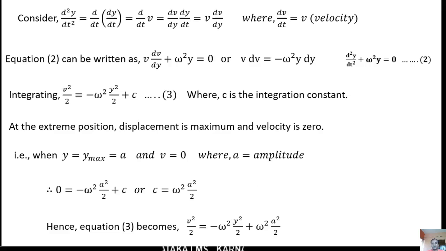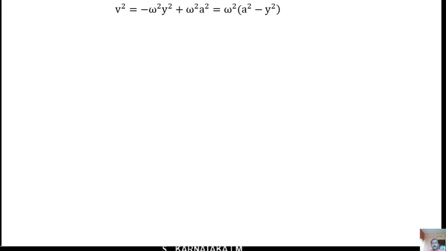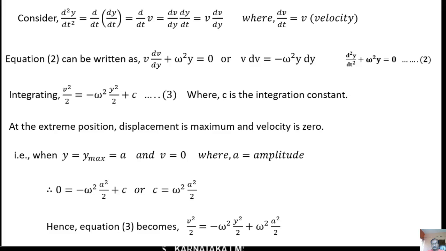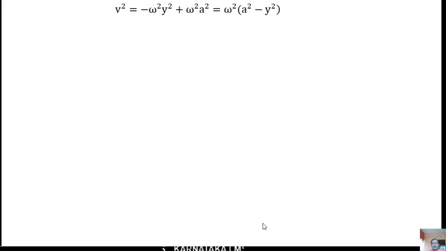Now, v square equals, you just cross multiply, here 2 is a common factor, 2 gets cancelled, then v square is equal to simply minus omega square y square plus omega square into a square. You take omega square common outside, then it becomes omega square into a square minus y square.